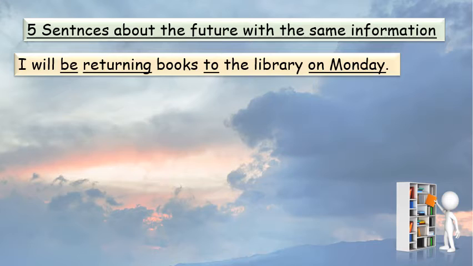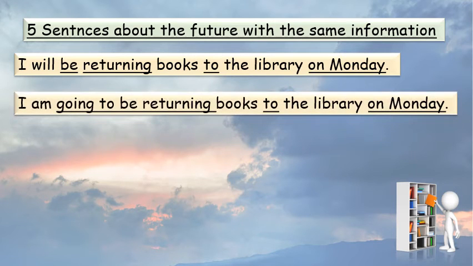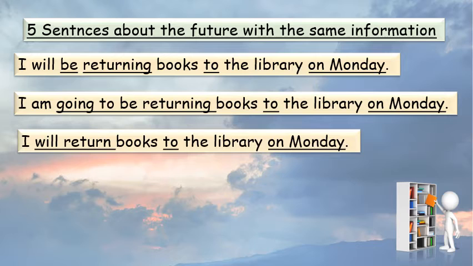Now here are 5 sentences about the future with the same information. I will be returning books to the library on Monday. This is future continuous tense. Number 2, I am going to be returning books to the library on Monday. This is future continuous tense. I will return books to the library on Monday. This is simple future tense.